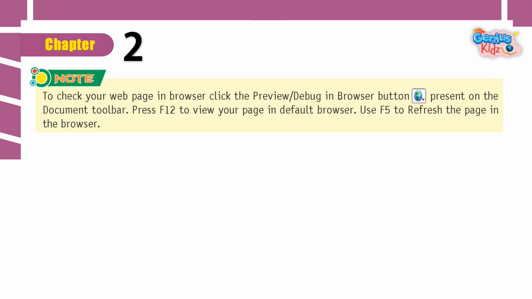Note: to check your web page in the browser, click the Preview/Debug in Browser button present on the document toolbar. Press F12 to view your page in the default browser. Use F5 to refresh the page in the browser.